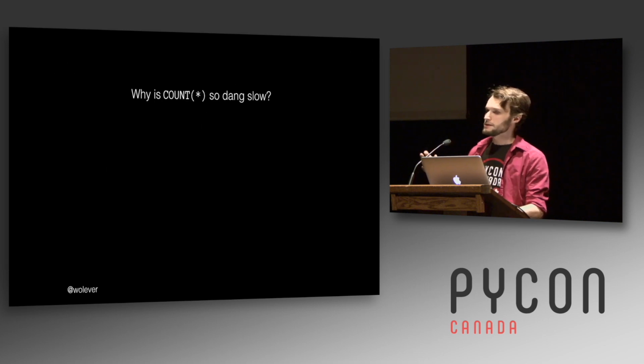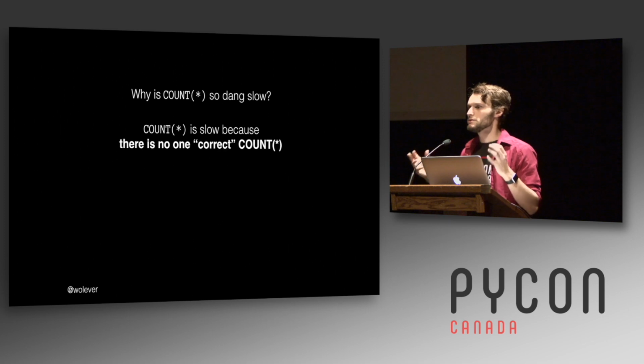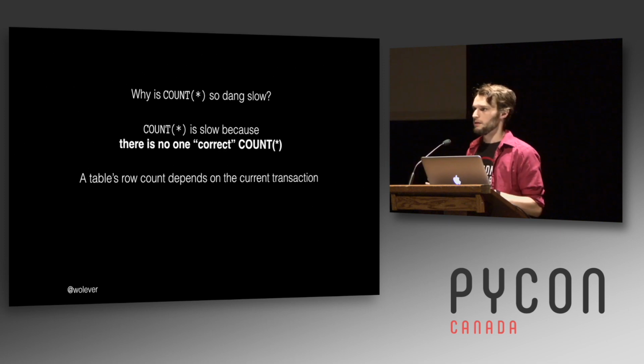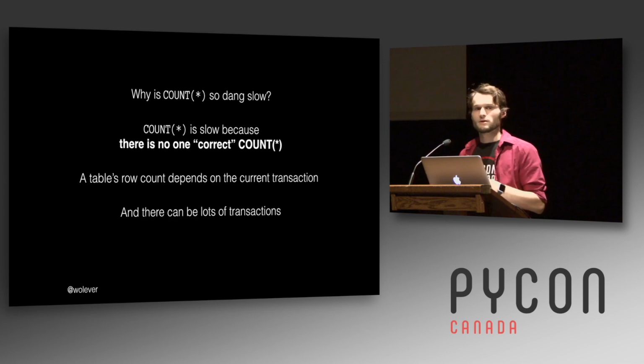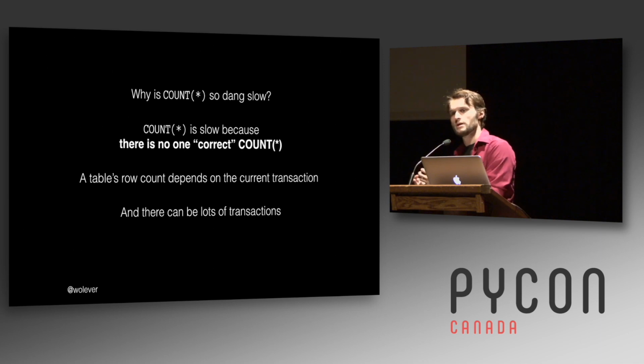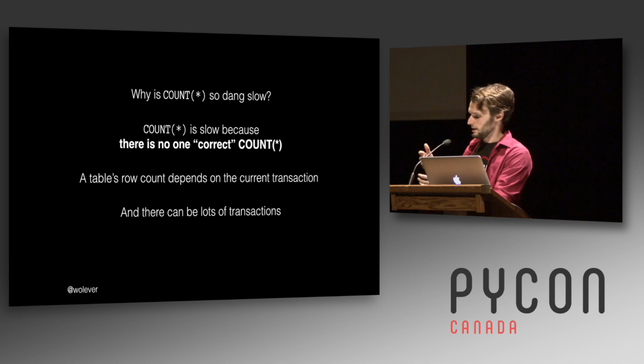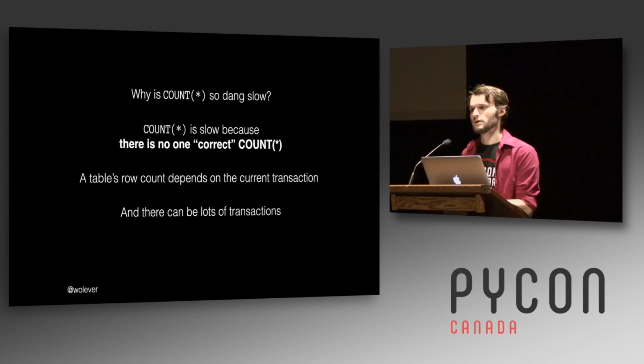And hopefully you can see it's slow because there is no one count. The number of rows in a particular table depends on the current transaction. And because there can be a whole lot of transactions active at the same time, there's no sensible way that Postgres can cache and calculate that number of rows in an efficient way for every single transaction.